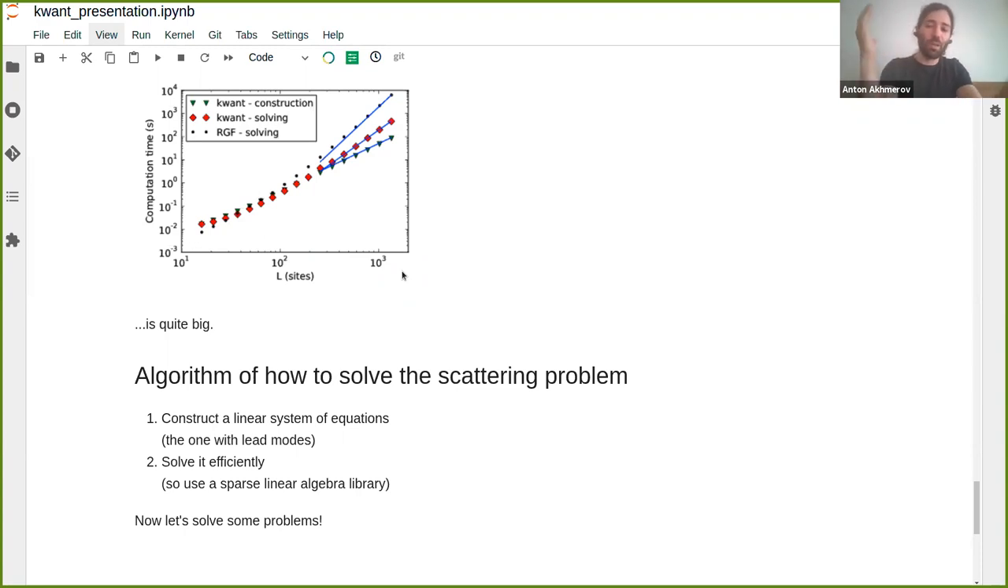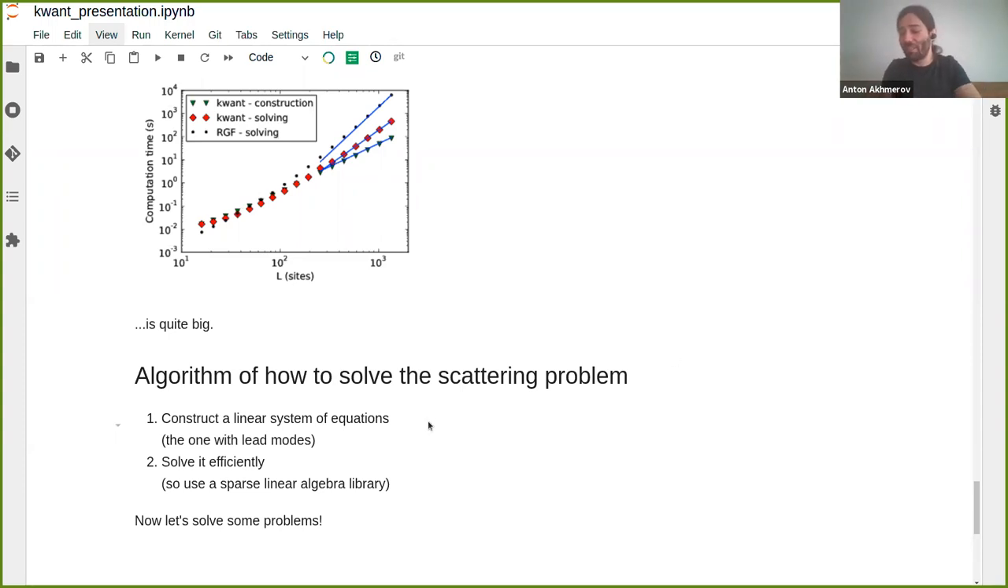We want to form a system of large sparse linear equations, feed it to a correct library, and get the answer. This is essentially all Kwant does. It provides tools to convert physical quantum transport problems into linear systems, solve them, and analyze the answers.